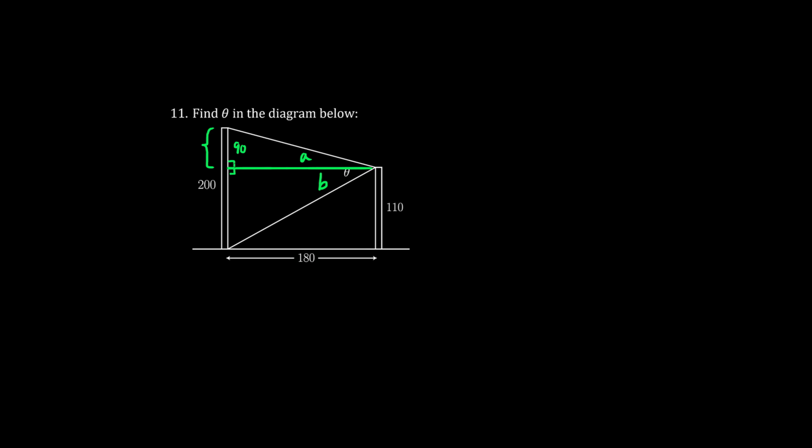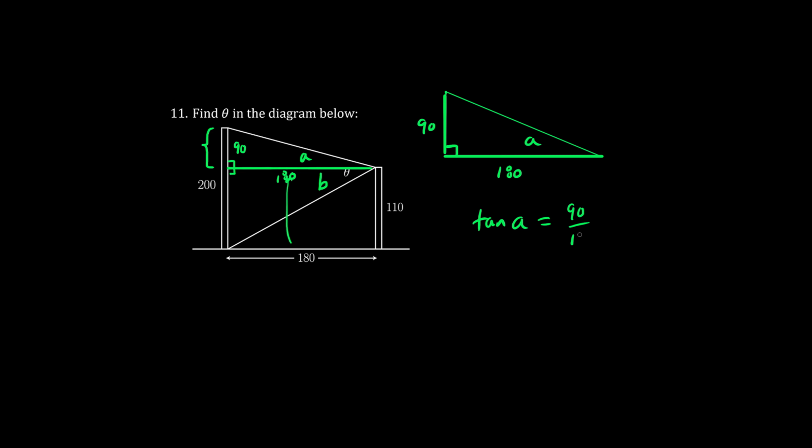And now we can figure it out. Let's draw the triangle over here. So this is 90, this is A, and the question is, can we figure out this angle given this bottom part here is 180? Opposite adjacent. We'll say tan of A is equal to the opposite, 90 over 180. If you really want, you can reduce it. Dividing top and bottom by 90, we have 1/2.